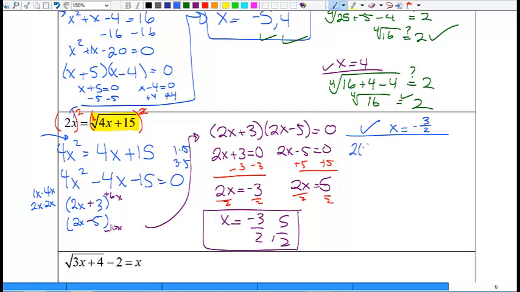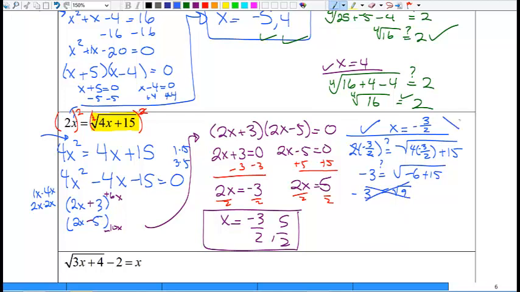So 2 times negative 3 halves, and that's supposedly the square root of 4 times negative 3 halves plus 15. Well, on the left-hand side, the 2's divide out. That's real nice. 4 times negative 3 is negative 12. Negative 12 divided by 2 is negative 6. I should put question marks on these because I'm not sure if they're true. So the square root of 9, is that equal to negative 3? Uh-oh. The square root of 9 is equal to positive 3, so this is not right. Which means x equals negative 3 halves is not a valid answer.